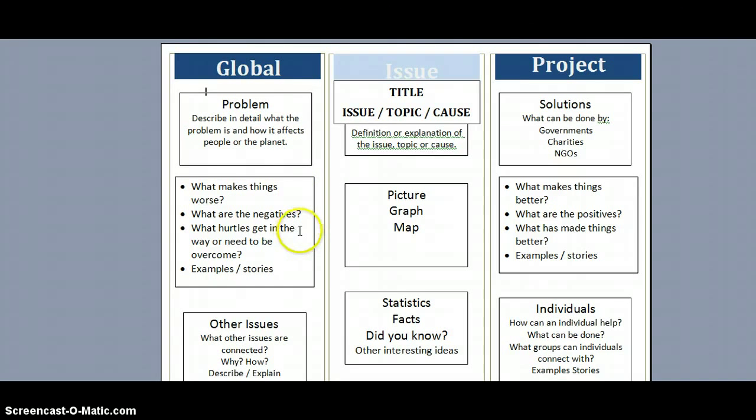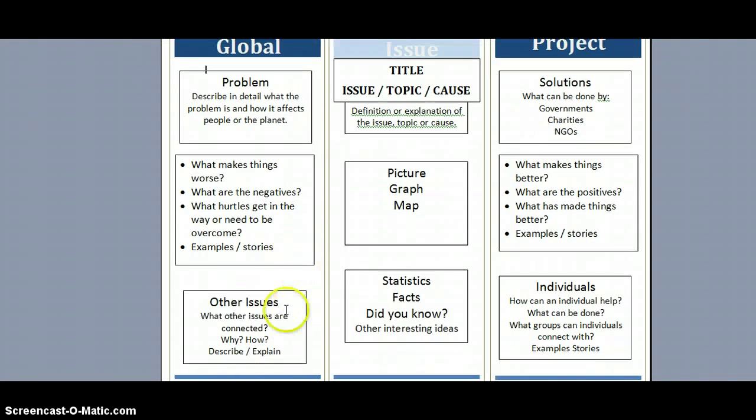What are the hurdles that get in the way? Some examples or stories of how this issue affects people. What other issues are connected and why? Often sort of like hunger leads to health issues. It can also lead to education issues, those sort of things. And then on the right-hand side, the solutions.